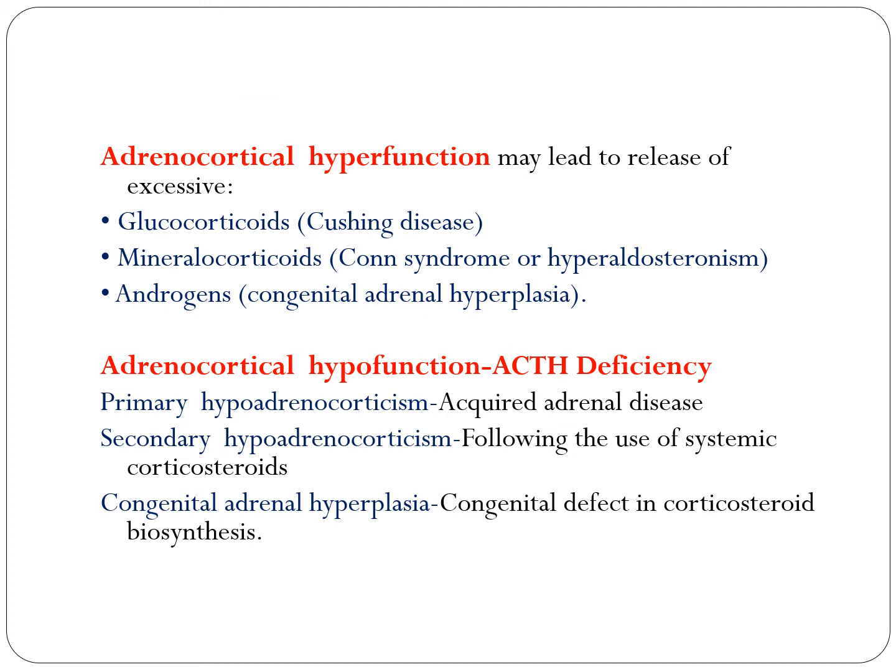Adrenocortical hyperfunction. So what will happen if there is excessive production of adrenal gland steroids? Excess glucocorticoids cause Cushing disease, excess mineralocorticoids cause hyperaldosteronism, and excess androgens occur in congenital adrenal hyperplasia.